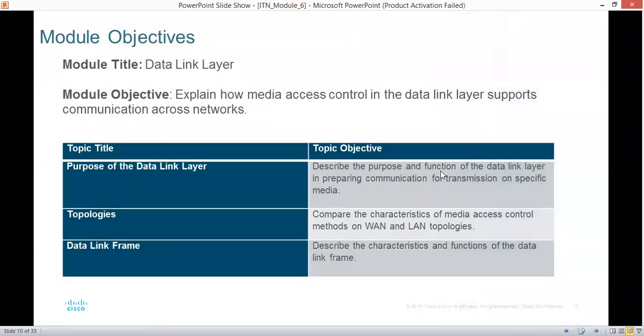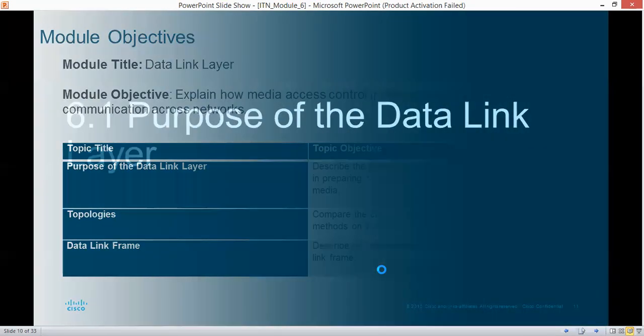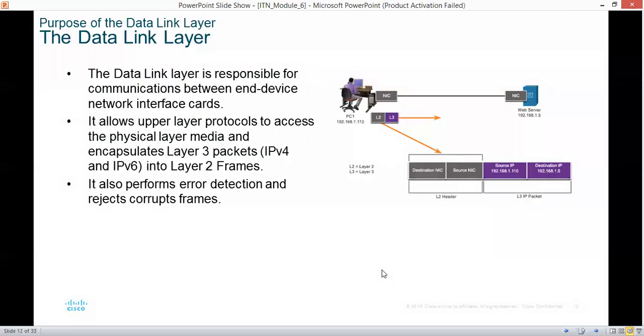So here you need to describe the purpose and function of the data link layer in preparing communication for transmission on specific media. You compare the characteristics of the media access control methods on LAN and WAN, and then describe the characteristics and function of the data link frame. So like we said, what you have in layer 2 is the frame, and layer 2 is where error detection happens. In layer 2, the PDU of your data is the frame, and in this frame, there is also the frame check sequence.